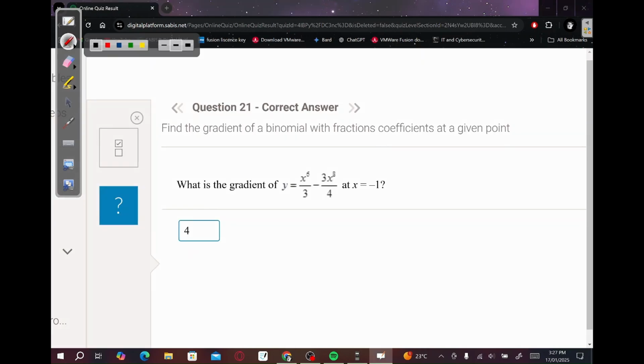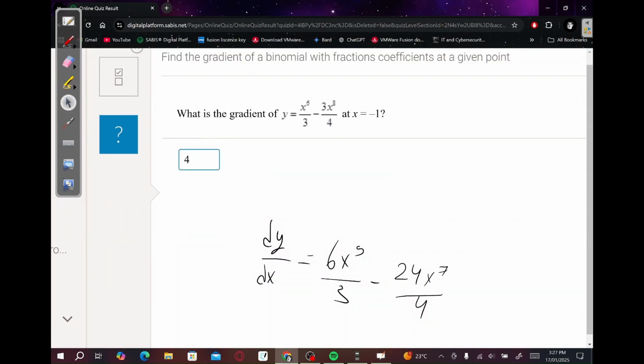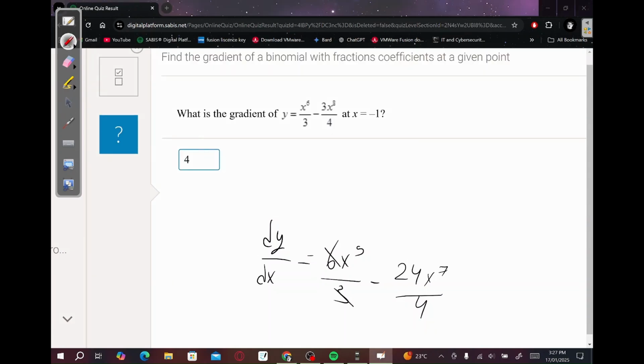What is the gradient at, okay. So we're going to do dy by dx: 6x to the power of 5 over 3 minus, what was this? 24x to the power of 7 over 4. Okay, this can cancel out. 6 and 3, this makes 1, this makes 2, so 2x to the power of 5. Let me just write down dy by dx here. Minus 24 and 4, this makes 1. 24 divided by 4 is 6. So 6x to the power of 7.